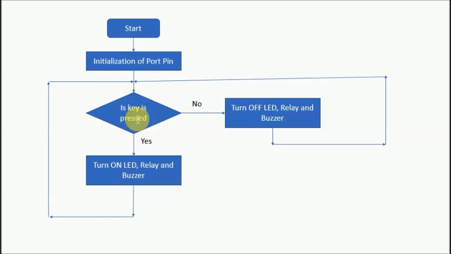If the key is not pressed, then we have to turn off the LED, relay and buzzer. How to turn off? We just have to send logic 0 to the port pins where these devices are connected. Send logic 0 here when the key is not pressed, and then we will jump back to check again whether the key is pressed or not.